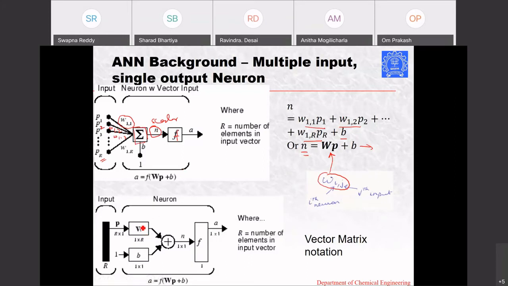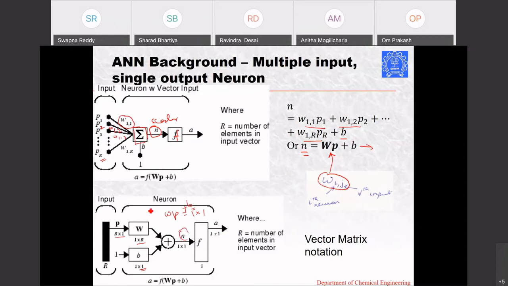So you can make use of the vector matrix notation. You say, okay, I have R inputs, so my weight matrix will be 1 cross R. The bias is simply a scalar because W into P is 1 cross 1. If you look over here, it is 1 cross R into R cross 1, so it is 1 cross 1. And so if you're going to add B to it, it has to have the same size, and that is a scalar. Then this net is a scalar, and then it goes through this thresholding function.